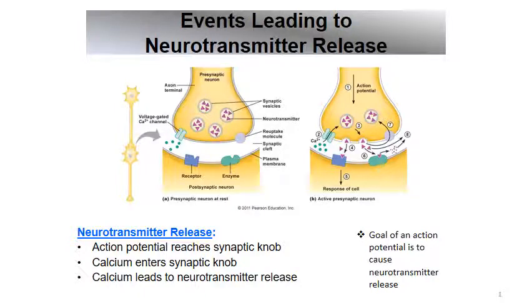Right, so the rest of the slides are pretty easy in this chapter. What the slide is saying is that, basically a summary, the goal of an action potential is to release neurotransmitters. So here are the steps at the end. An action potential goes down to the ends, calcium first enters, and then calcium.